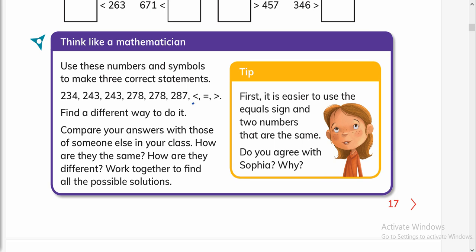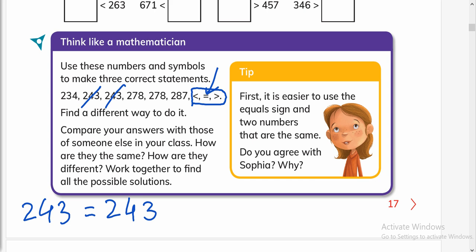They said that we have to compare the numbers by using these signs. First we'll pick the equality sign because these two numbers are equal. Okay, we will write 243 is equal to 243. Okay, now the other number, 278. 278 is greater than 234.